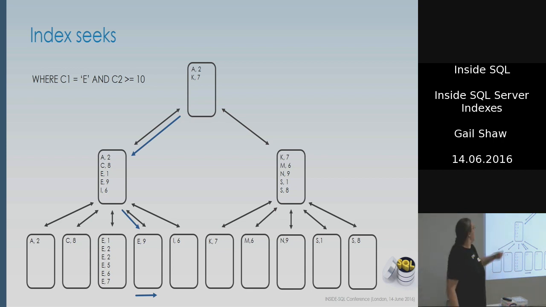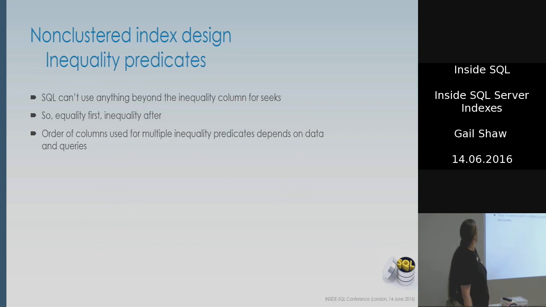Everyone else happy with inequality predicates? Who's looked at the missing index DMV recently? You'll notice that you're given the columns as equality, inequality, and include. It's for exactly this reason. Because when you're creating an index to support that missing index, it's equality columns first, inequality columns second, includes as includes.